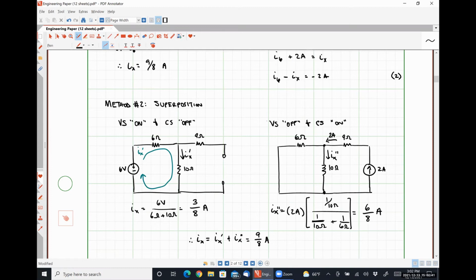Bradley, did you have a question? I wanted to ask, is there a way you'd be able to know we can use superposition to solve a problem without doing the first one?